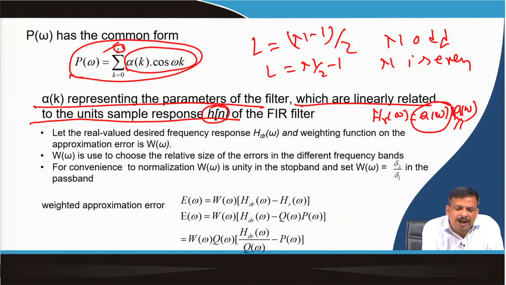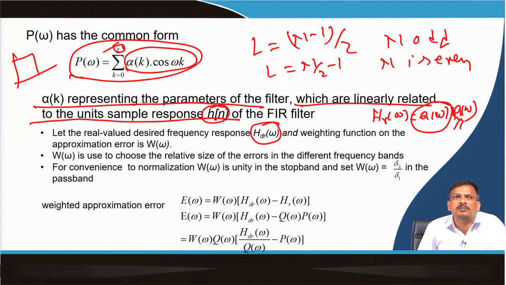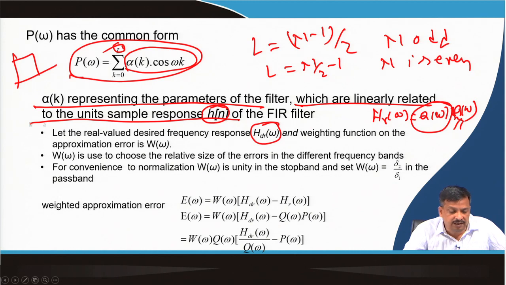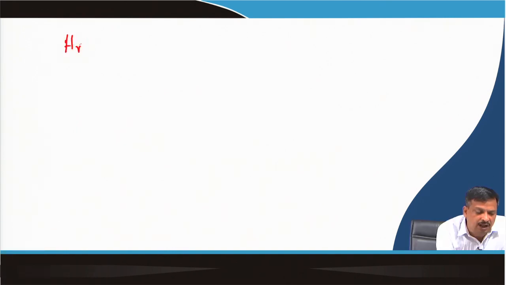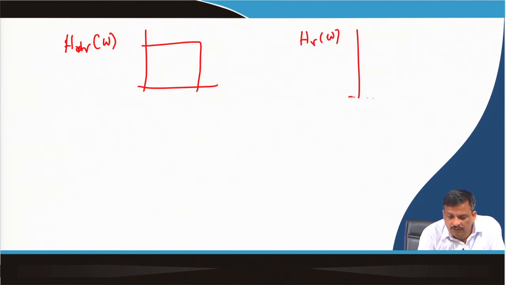So, let us say the real-valued desired frequency response is H_dr(ω). That means I want this frequency response. I will take a slide here. Let us say I want a frequency response, which is my desired frequency response H_dr(ω), which is this one. Now, I design H_R(ω), which may be this one.